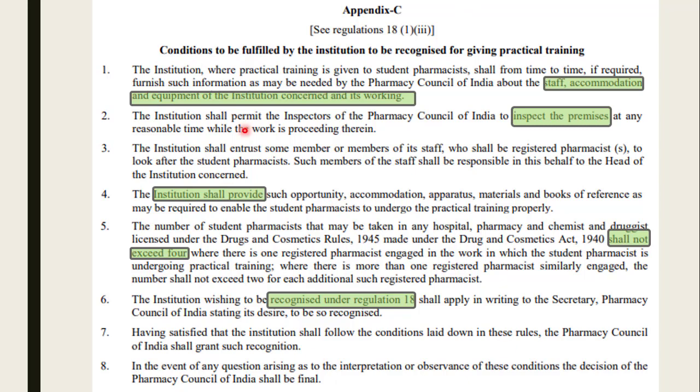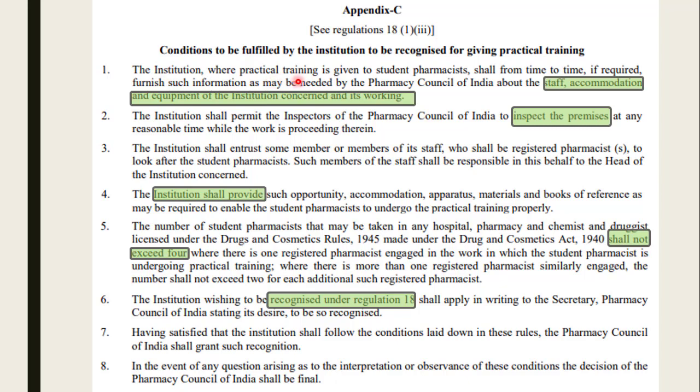So this is the brief view of Appendix C. Now these are the conditions which are to be fulfilled by the institution to be recognized for giving practical training. Now who will decide which institutes can impart the practical training? It is again the Pharmacy Council of India. Any institution which is wishing to be recognized under Regulation 18 shall apply in writing to the secretary of PCI, and after satisfactory examination by the inspectors, they will give the recognition to such institutions.